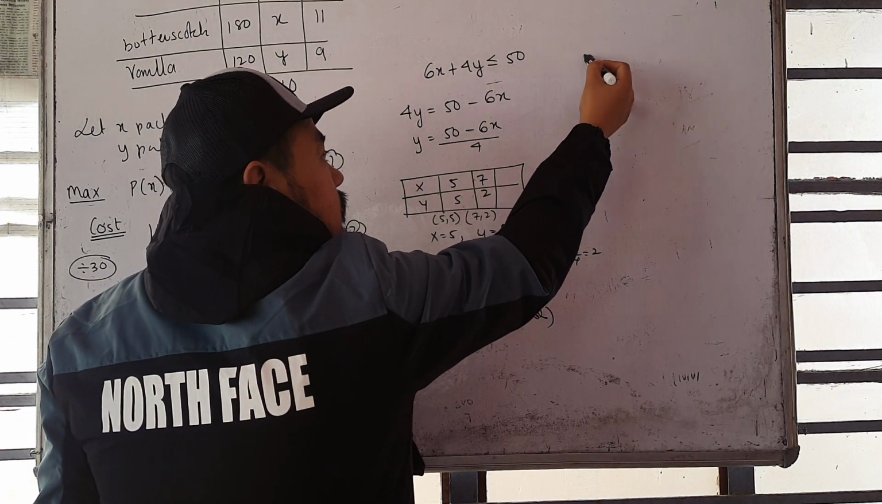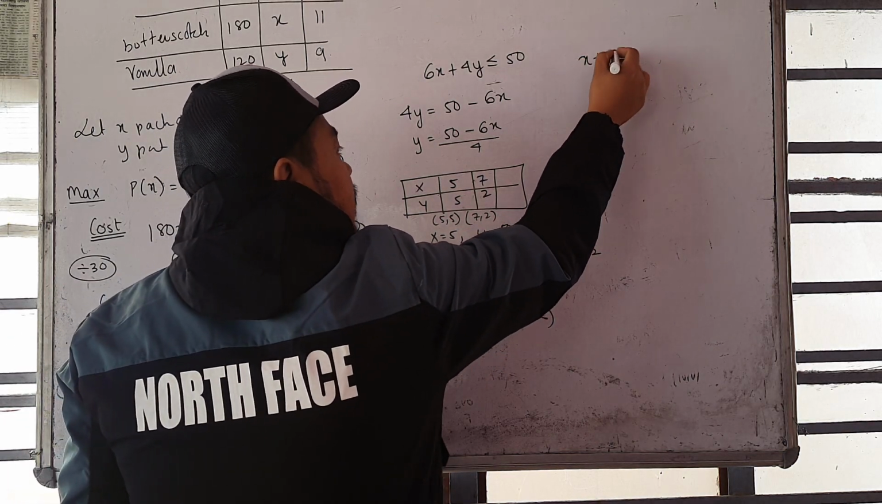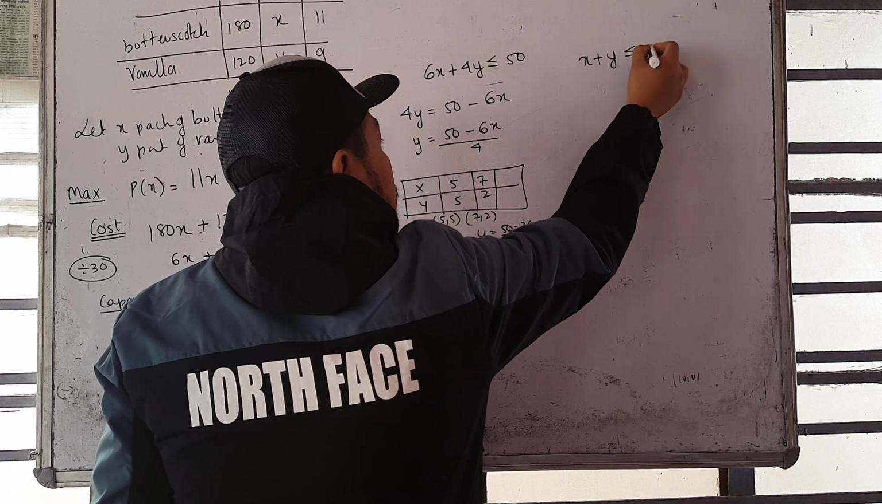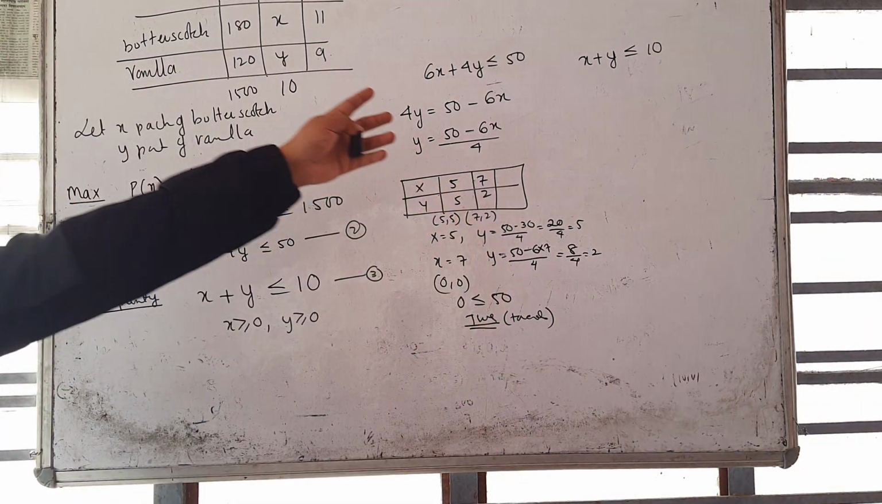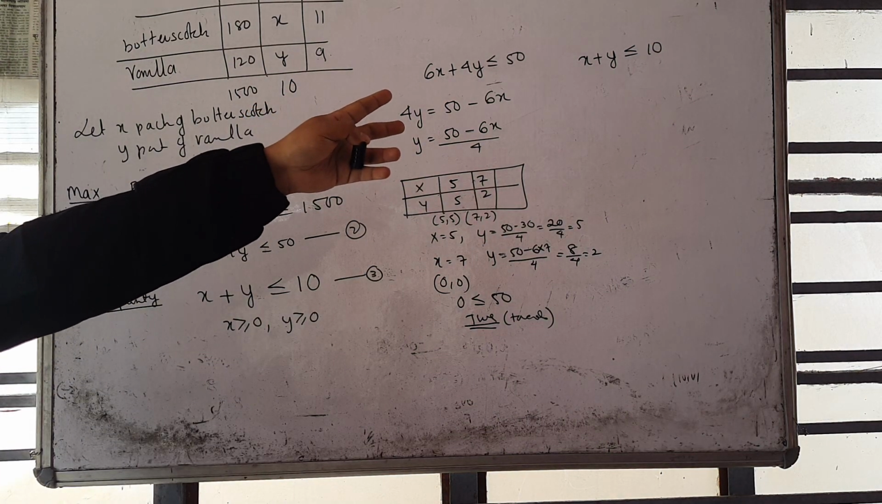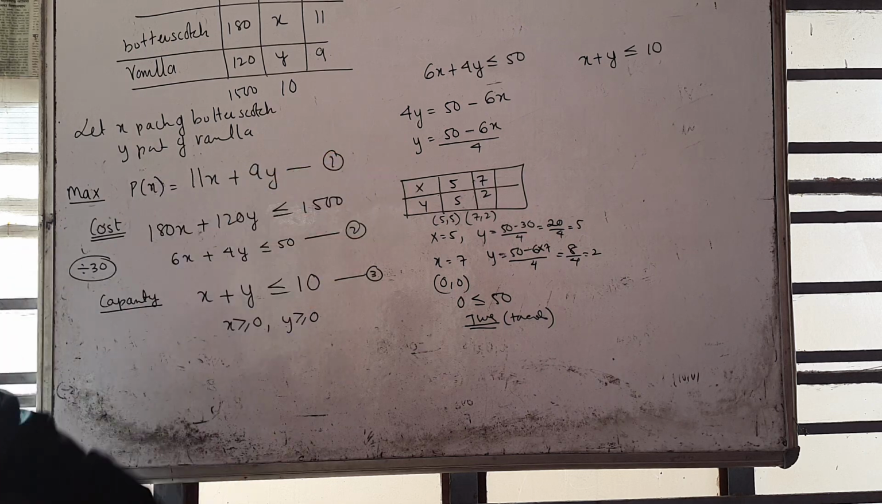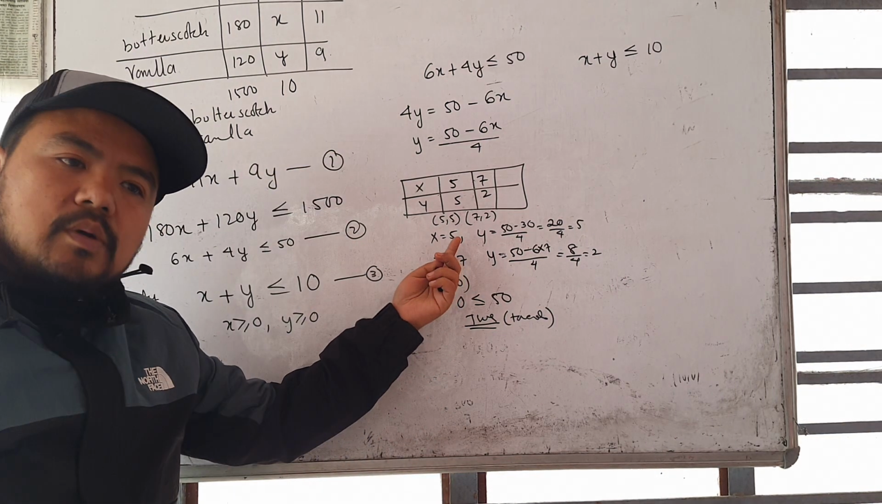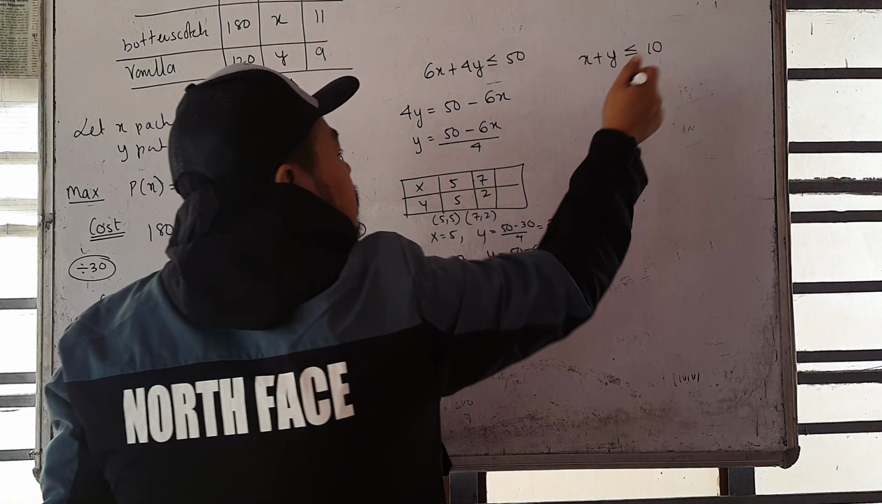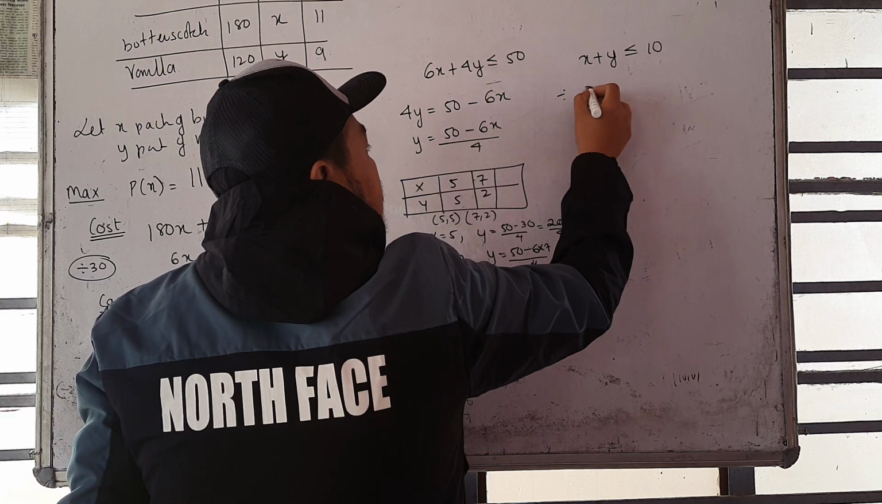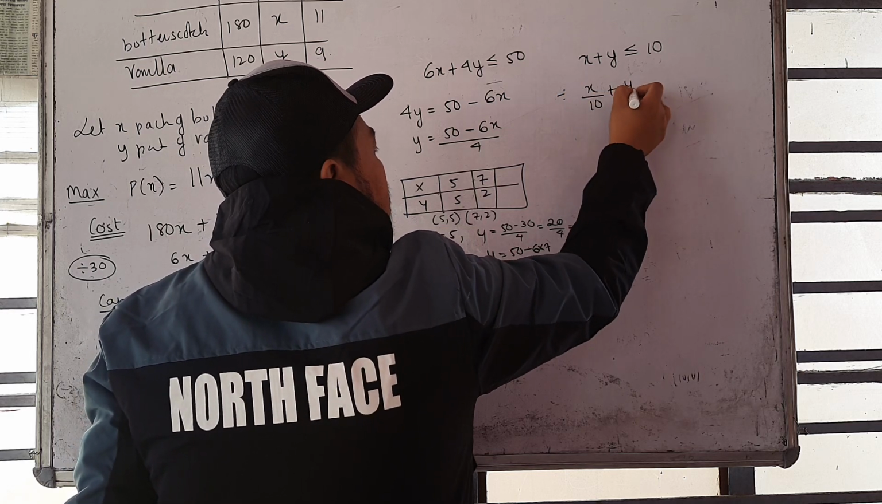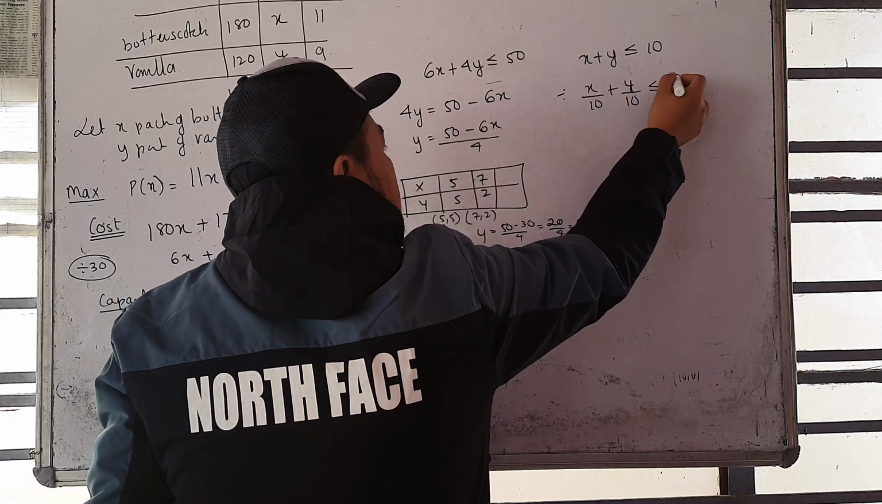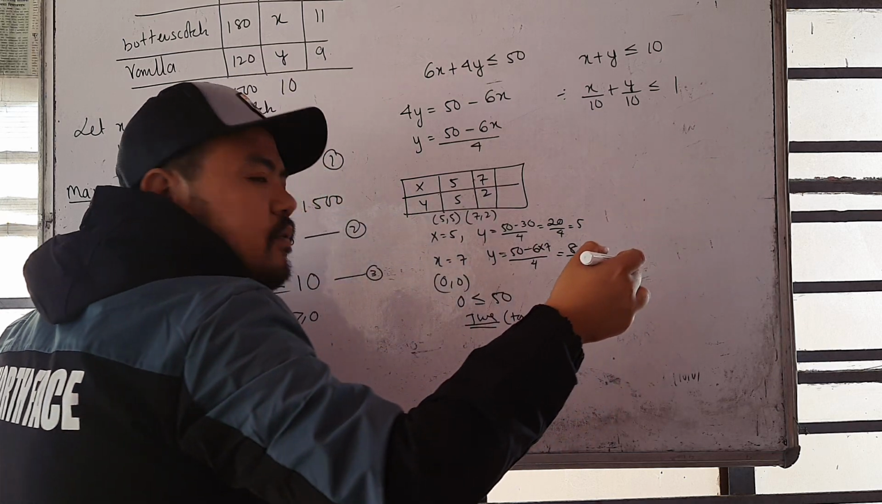What about the second? Yes, sir. Okay, what is the second one? x plus y is less than or equal to 10. Is that clear? Now we can use intercept out here. If you don't want to use intercept, use this method only. So please tell me: divide everything by 10. So we have x by 10 plus y by 10 is less than or equal to 1. Is it clear, everyone?